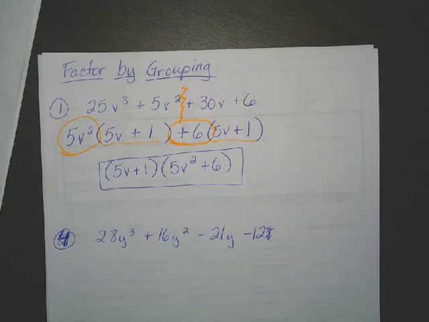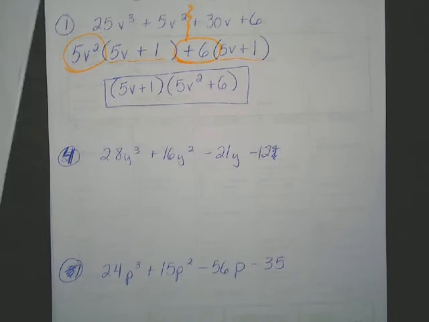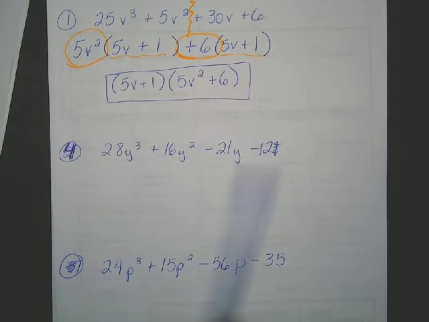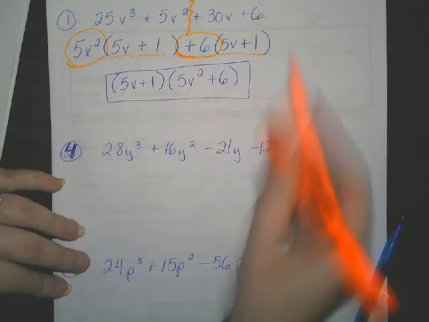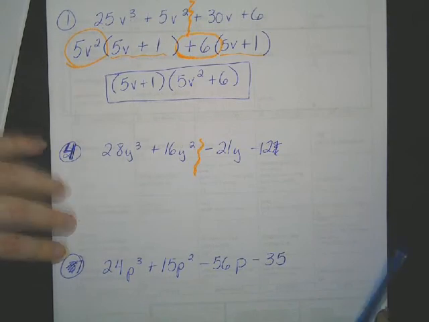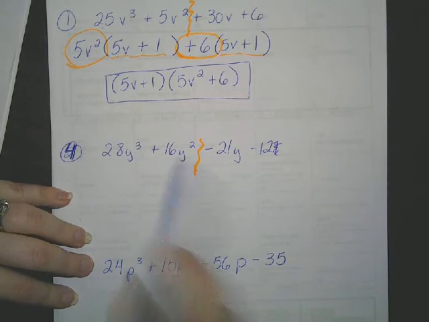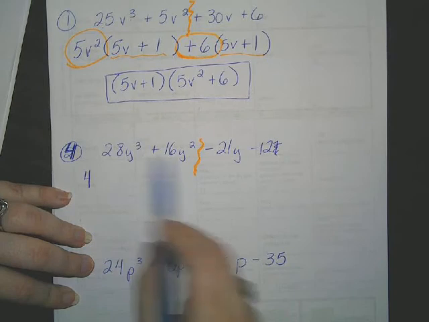Let's look at number 4. Same thing. How many terms do I have? 1, 2, 3, 4. Highest power is a 3. Cut it in half. Karate chop right down the middle. First 2. What's the highest number we can pull out of 28 and 16? I'm thinking that's a 4. Now, variables. Y cubed and y squared. I can pull out a y squared.